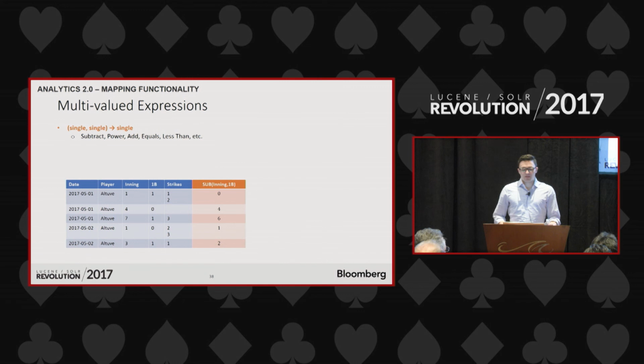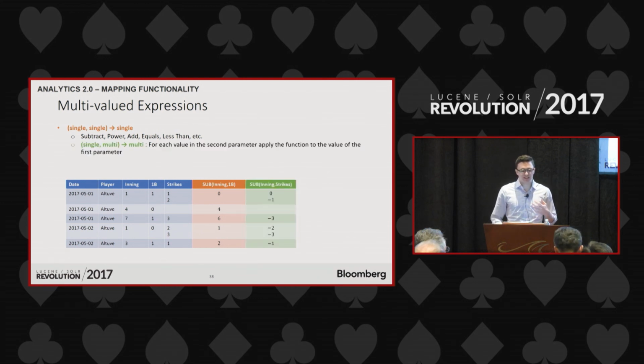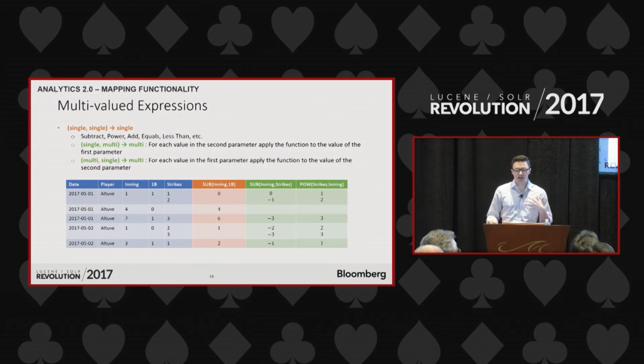Taking in two single value parameters and returning a single value is a little more complicated. We have a lot of these, such as subtract, power, add, so on. First, we can think of it as taking in a single value and a multi-value parameter and returning a multi-value. So for each value in the second parameter, we take that value and we apply it to the function with the first parameter. So subtracting inning by strikes, you take each value of strikes and subtract it by inning. And obviously, it works the same way when the parameters are switched.